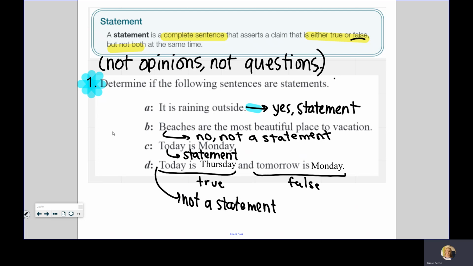So typically in the test, what I do is I'll give you 4 options and I'll say like select which of the following options is a statement. And it'll be like a statement, a question, an opinion, and maybe something like this, something that's true and false at the same time. So that's what you can expect to see on the test.